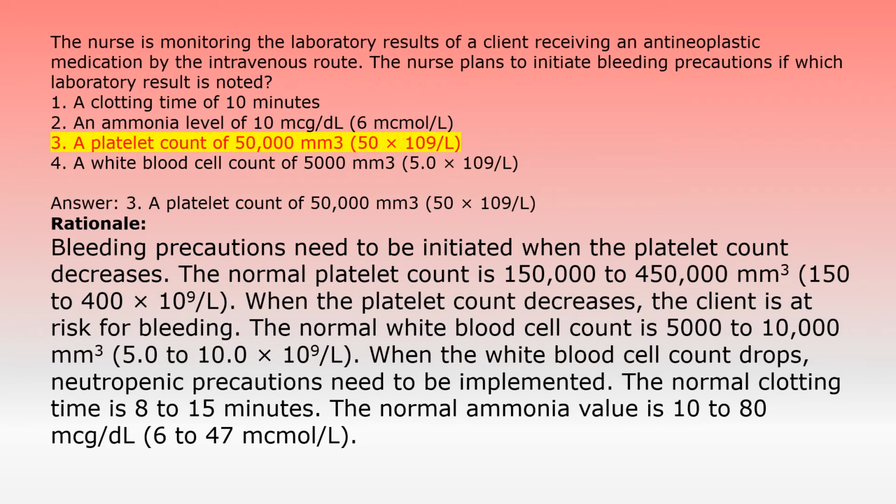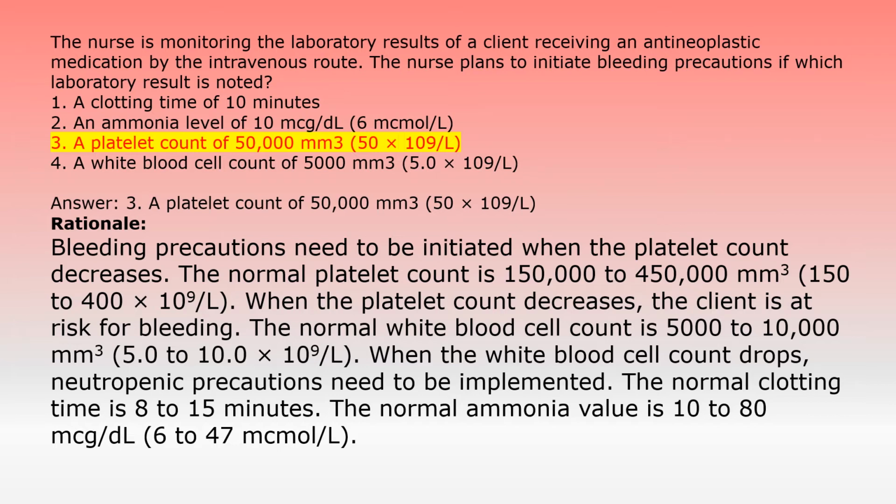Answer: 3. A platelet count of 50,000 cubic millimeters, 50 times 10^9 per liter. Rationale: bleeding precautions need to be initiated when the platelet count decreases. The normal platelet count is 150,000 to 450,000 cubic millimeters, 150 to 400 times 10^9 per liter. When the platelet count decreases, the client is at risk for bleeding.